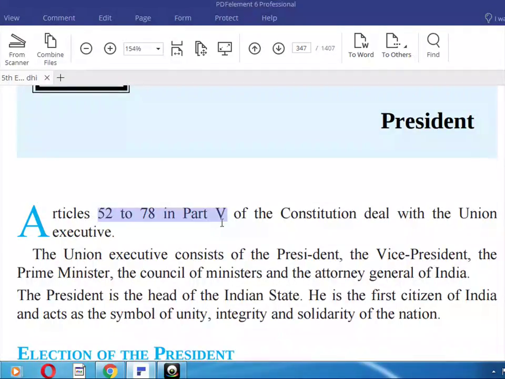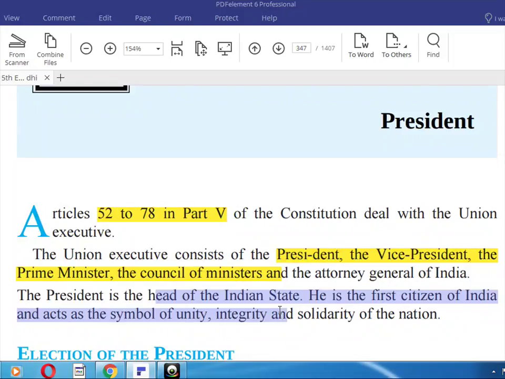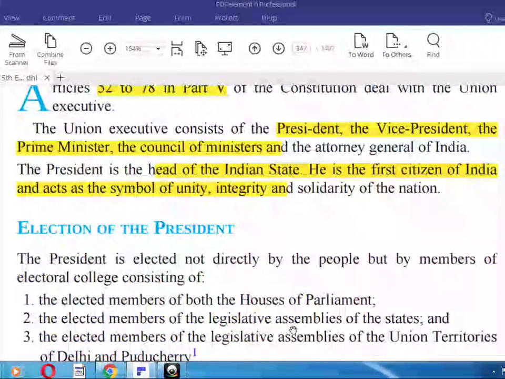So here the important articles are 52 to 78, Part 5. The Union Executive consists of the President, Vice President, Council of Ministers, Prime Minister, and Attorney General. The President is the head of the state, first citizen of India, and acts as a symbol of unity, integrity, and solidarity of the nation.